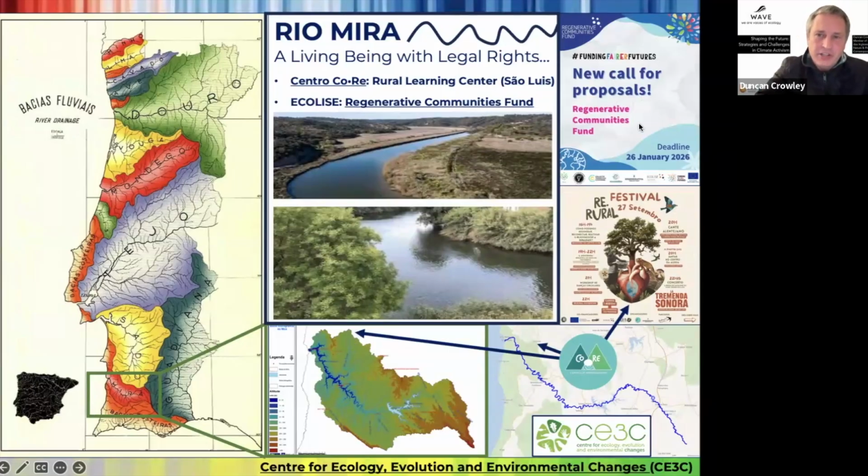And they've got funding. They're part of a funding group from ECOLISE and a few other groups. So they're the main point in Portugal, and they're helping other groups try to bring about ecological change. So get in contact with them if you're interested, if you're part of a community group, and hopefully we can make the change that's needed.